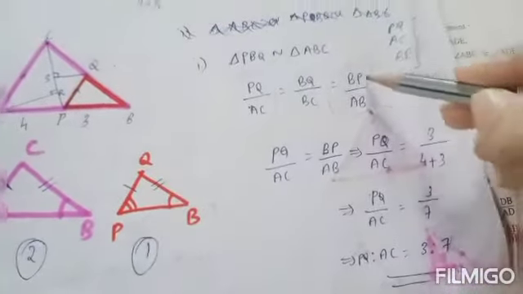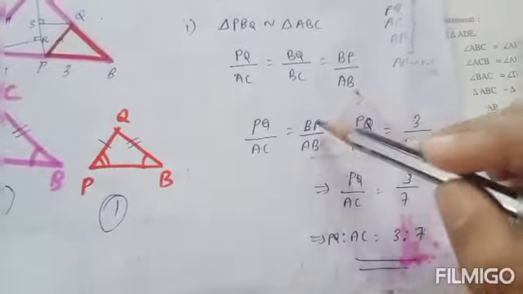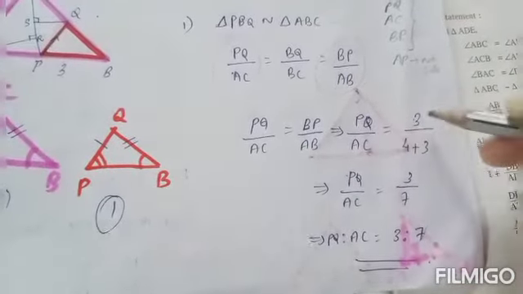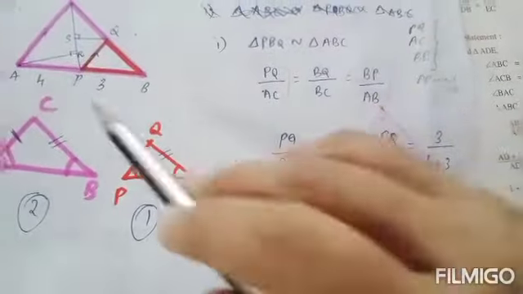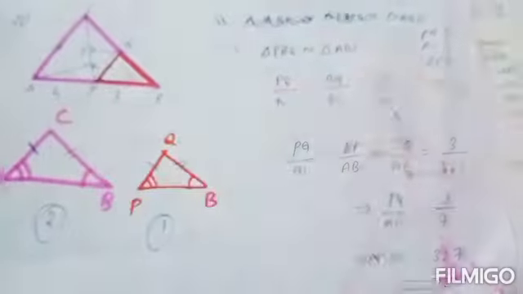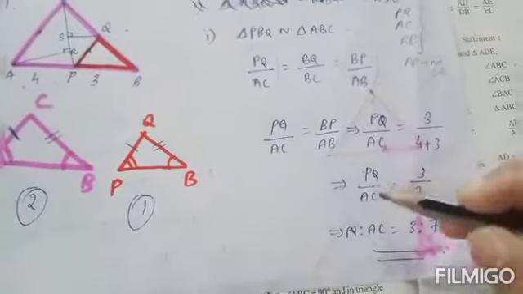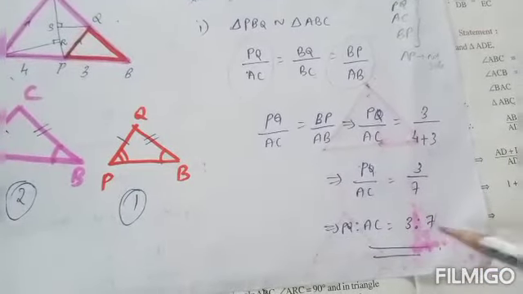Okay, so BP by AB. These two ratios you can take. PQ by AC equal to BP by AB implies PQ by AC equal to BP, which is 3, and AB, which is 3 plus 4, or 4 plus 3. So PQ by AC will be 3 by 7. That is, PQ is to AC equal to 3 is to 7.